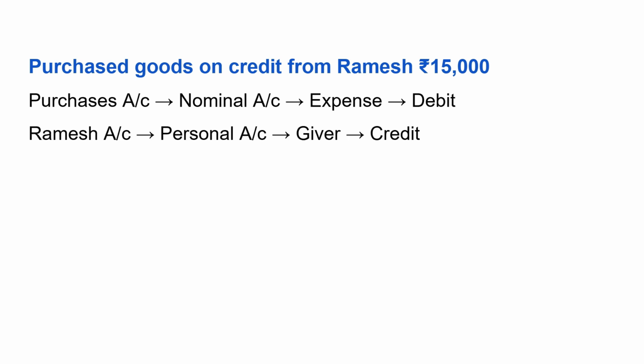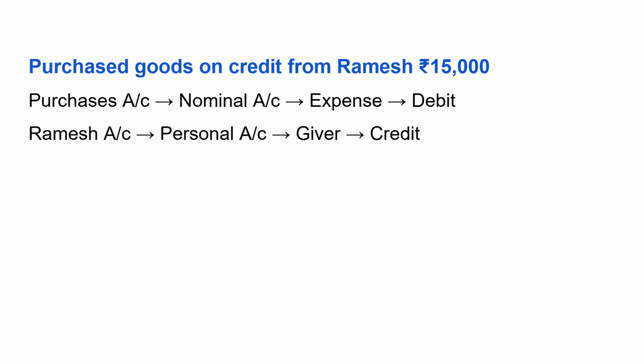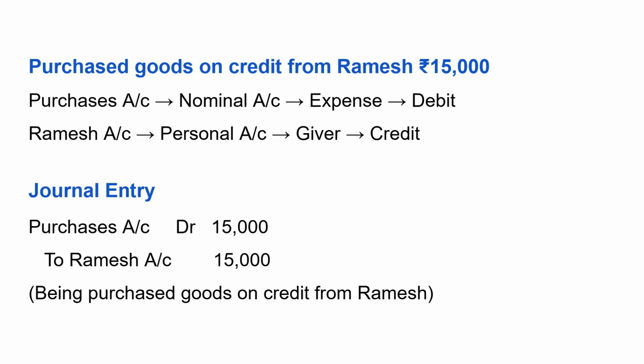And Ramesh account. Ramesh is person, so it is personal account. And Ramesh is the giver of goods, so he is the giver. And the rule for personal account is credit the giver. So it is credited. And the journal entry is purchase account debit 15,000 rupees to Ramesh account 15,000 rupees.